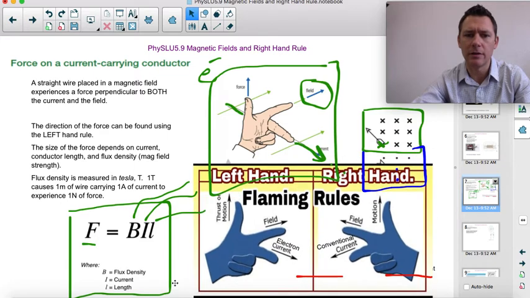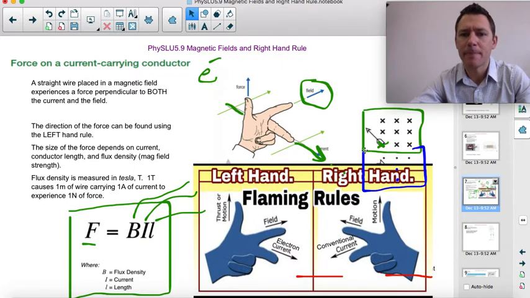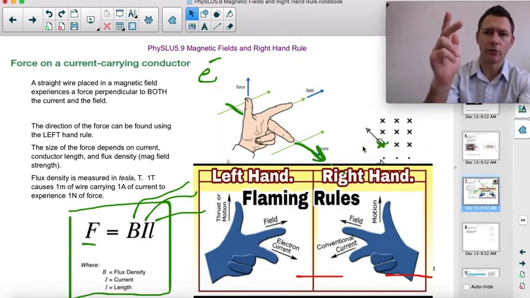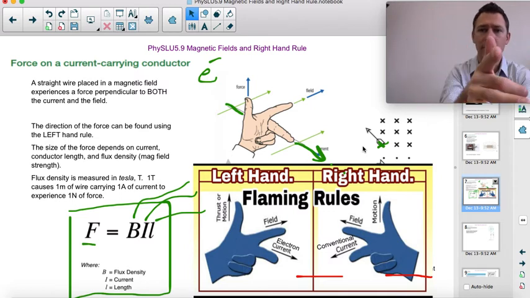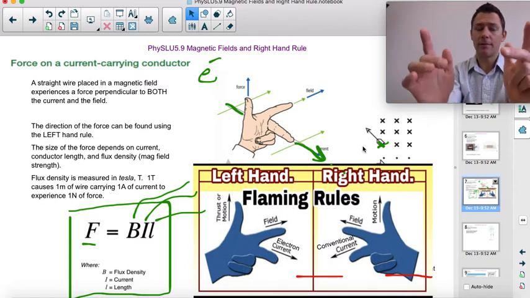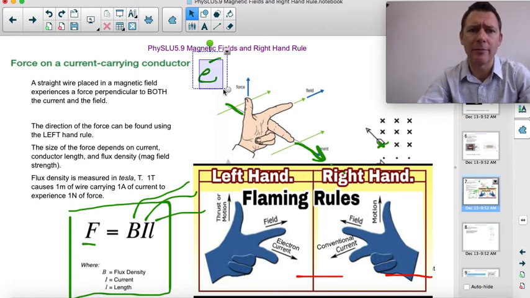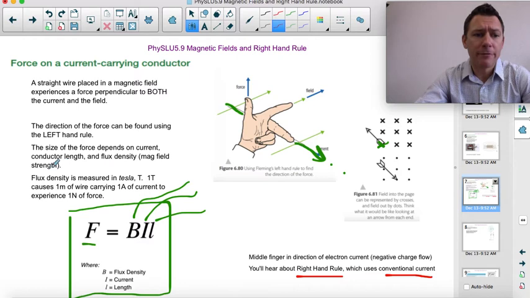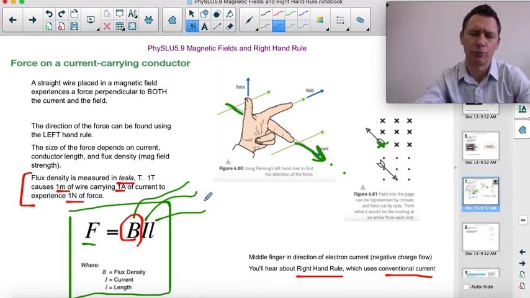They call this the left-hand, right-hand rule. It's left-handed rule if you're talking about the electron current, and it's right-handed rule if you're talking about the conventional current. Either way, it'll give you the same direction, right? I think the IB really just likes to use the left-hand rule to keep it consistent. The flux density, the B, is measured in Tesla, and a Tesla causes 1 meter of wire carrying 1 amp of current to experience 1 Newton of force. So that's just kind of what that means.